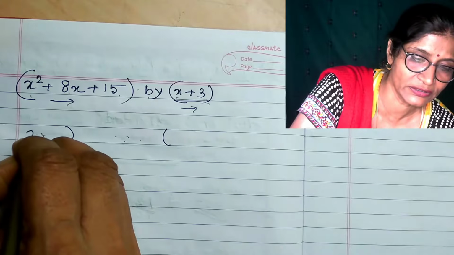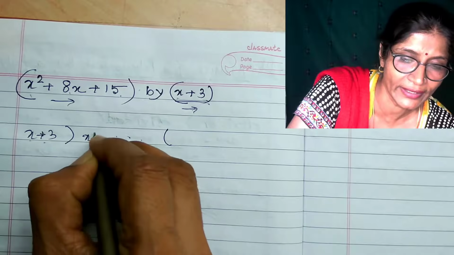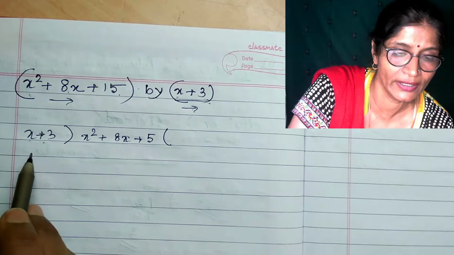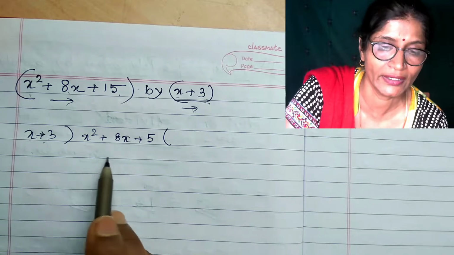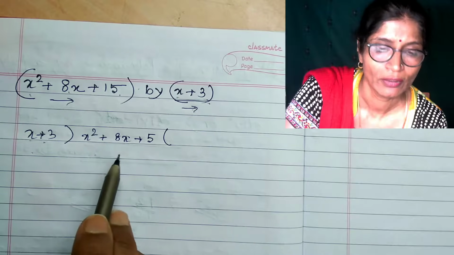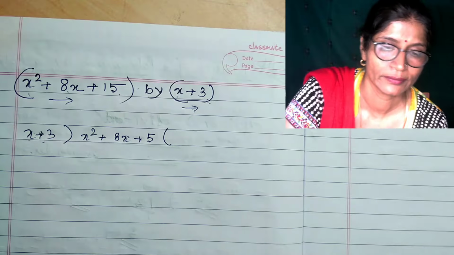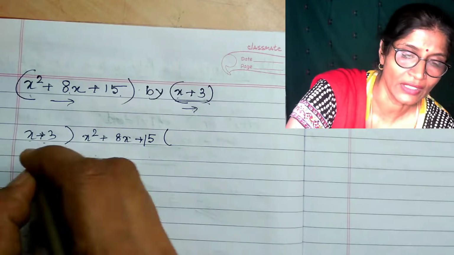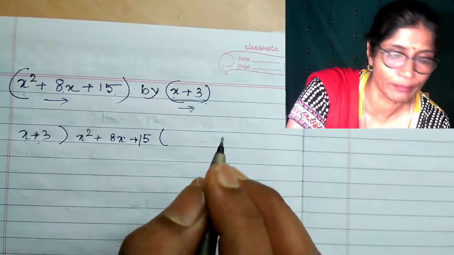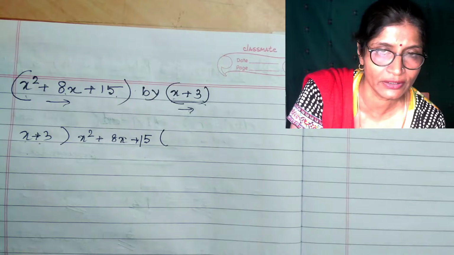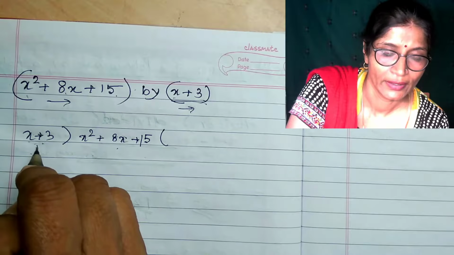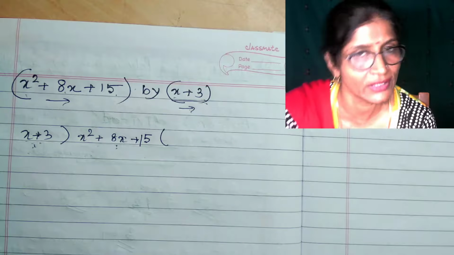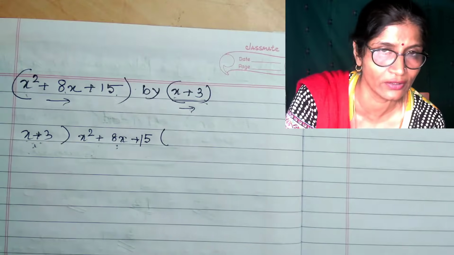So this is x plus 3 I have written, and here I will write x square plus 8x plus 15. If I write in ascending order, then here I have to write 3 plus x, and here in the reverse way 15 plus 8x plus x square. Now divide it. So that is the first step: write in long division method, with both divisor and dividend in descending order or both in ascending order. I have written in the descending order.